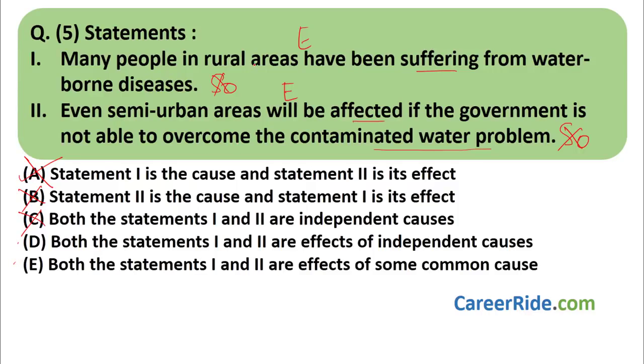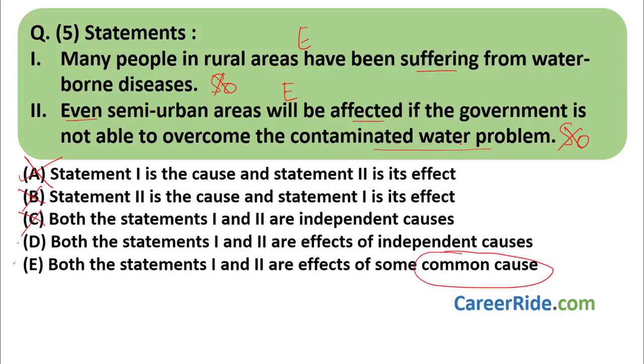Over here, both of them are talking about waterborne diseases and some problem related to water, okay. So both of them are having a common cause. It is not an independent cause, okay. Here there is another trick to understand. Here they have given many people in rural areas are suffering from waterborne diseases, and the second statement starts with even semi-urban areas will be affected. So it must be related to the first statement.